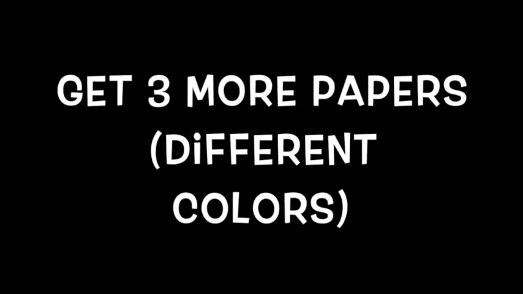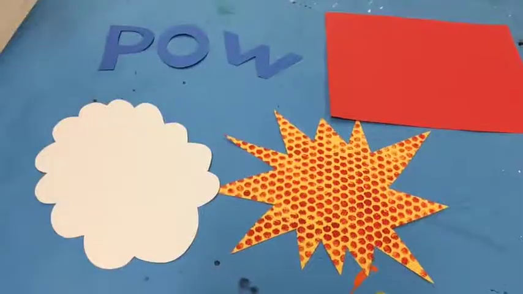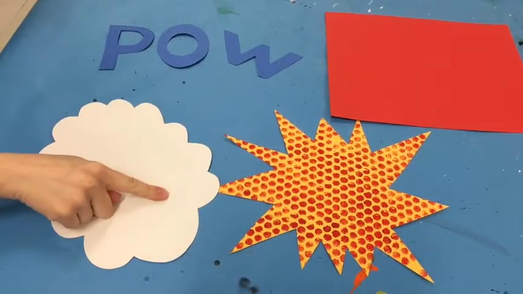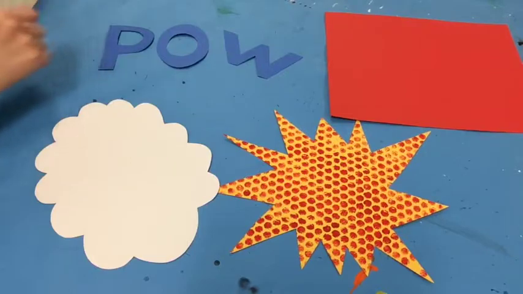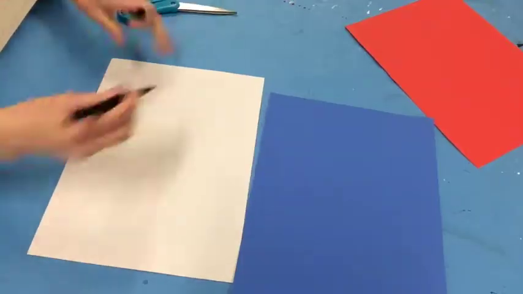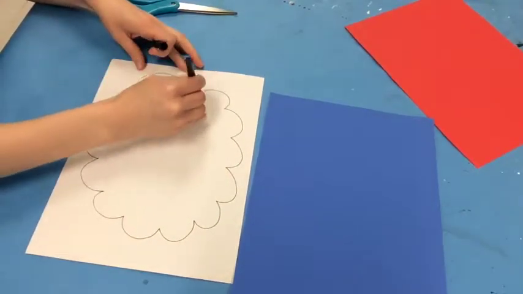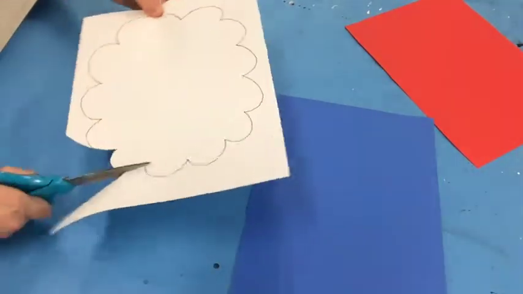Now go ahead and get 3 more papers. 2 of those papers will be made into shapes. 1 will be for your word, and 1 will be the background. Here I'm making a cloud shape with one of my papers.